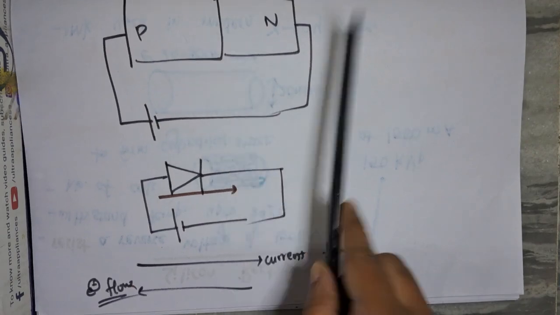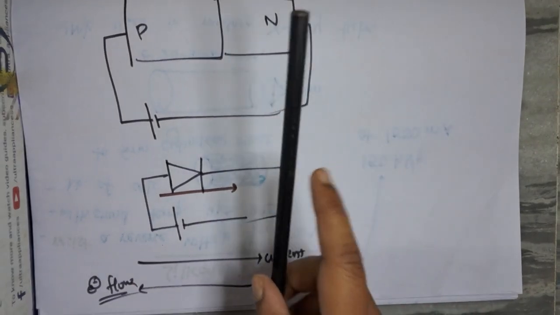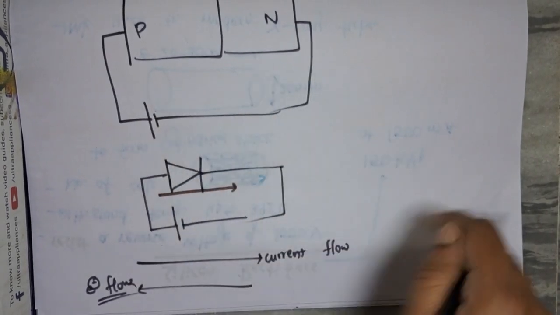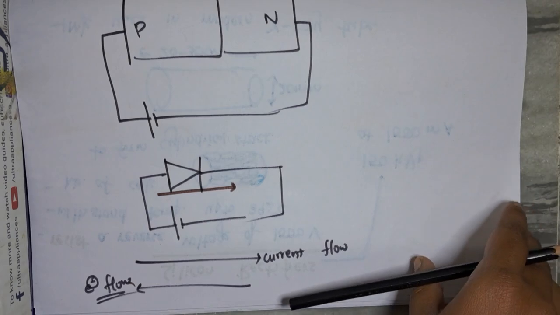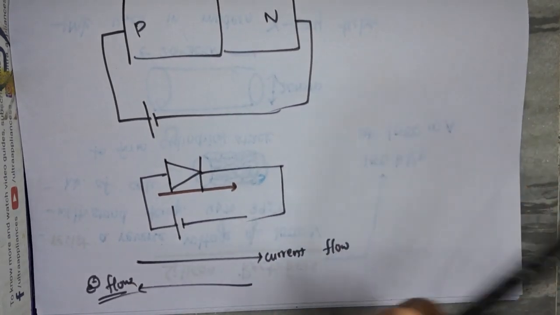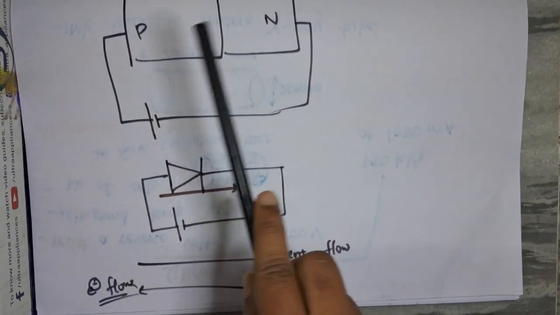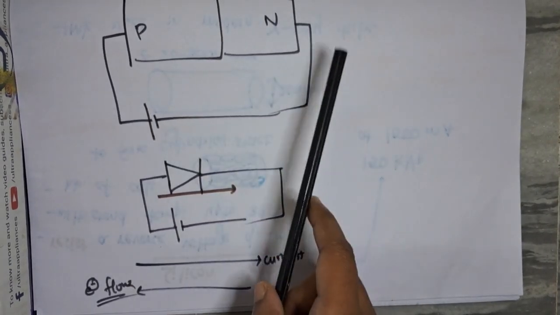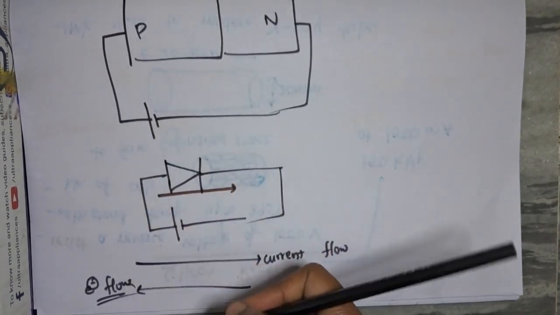So current flows from P to N, right? If we pass a current from N to P, do you think it flows? Definitely it won't flow. That is the main use of rectifiers. Rectifiers allow the current only in one direction: only from P to N type semiconductor, but not from N to P type semiconductor.